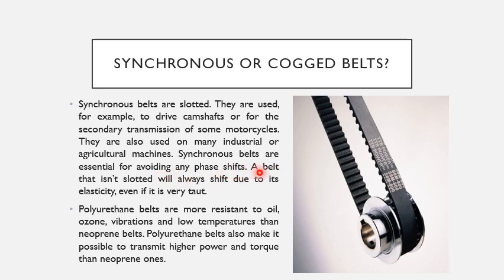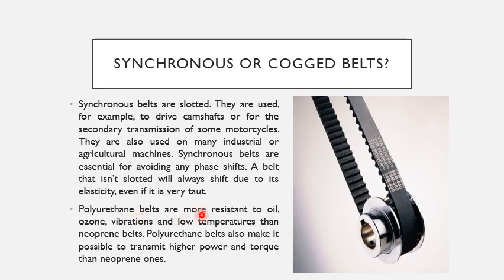So as you can see, in 3D printers, we need very accurate motion, and for this purpose, we use cogged or synchronous belts. The pulley also has grooves present in it, and the purpose of this is to transmit very accurate motion. So it has application in 3D printers, inkjet printers, and A4 color printers. These types of belts are used. A belt that is not slotted will always shift due to its elasticity, even if it is very tight.